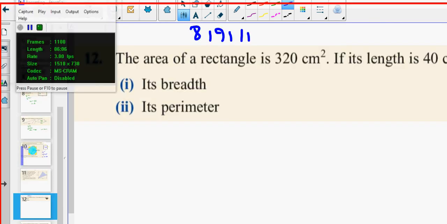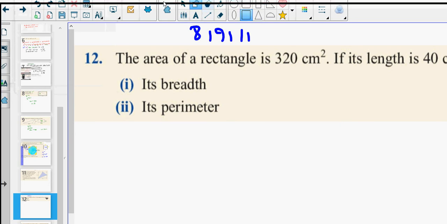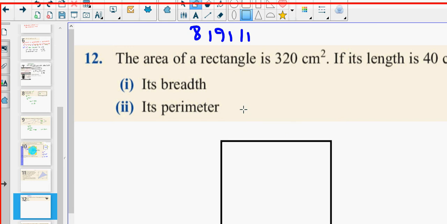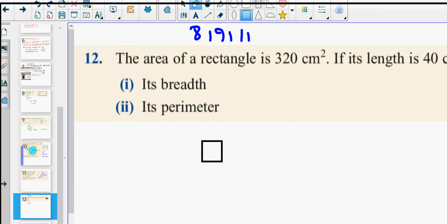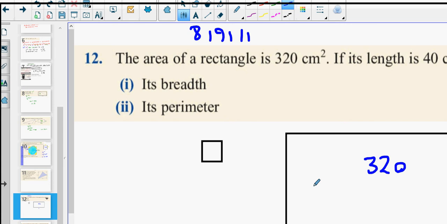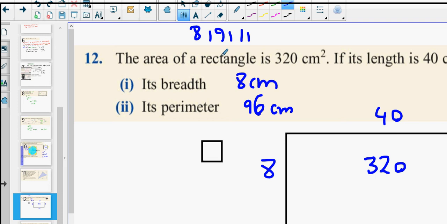Now, we have a rectangle, no bother. A rectangle has an area of 320. Its length is 40. Just divide 320 by 40, you get 8, no bother. Perimeter then is 40 plus 8 plus another 40 plus another 8, so what do you get? 96. Alright, that's pretty easy so far. Okay, it's going to get very difficult in a second.